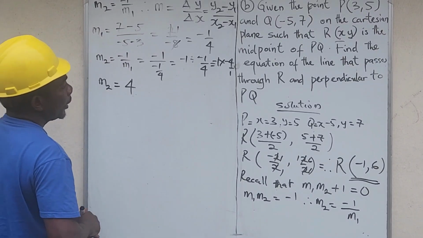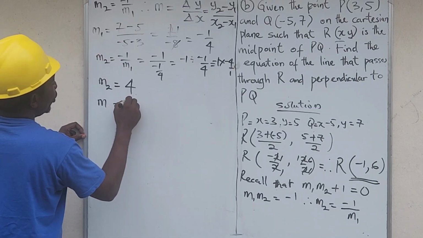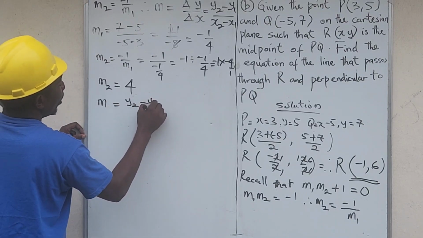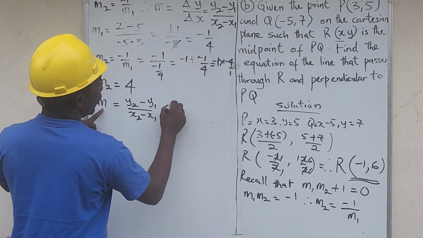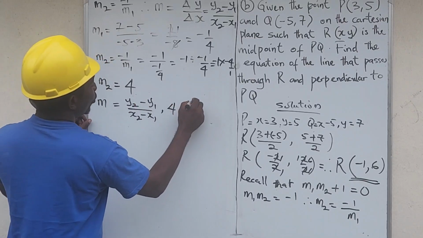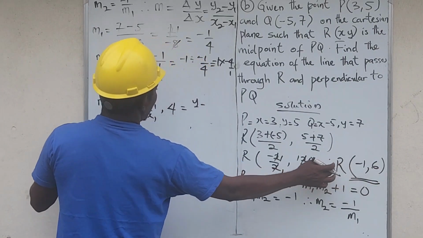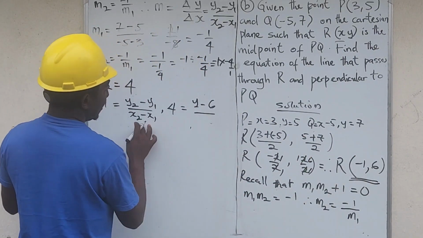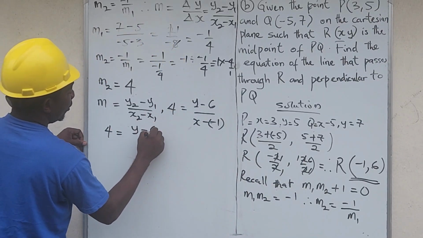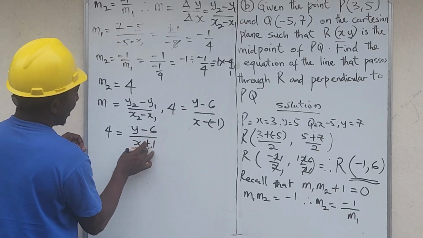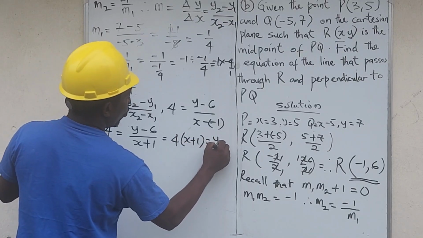And the question says we should find the equation. So we also recall that m equals the change in the y-axis, which is y2 minus y1, all over x2 minus x1. In this case, our m is 4, equals y minus, using the midpoint, which is (-1, 6), so y minus 6 all over x plus 1. So we have 4 equals y minus 6 all over x plus 1. We can cross multiply, and we have 4 times x plus 1 equals y minus 6.